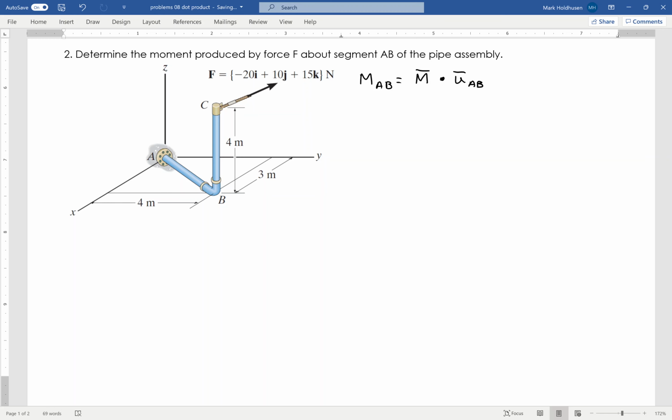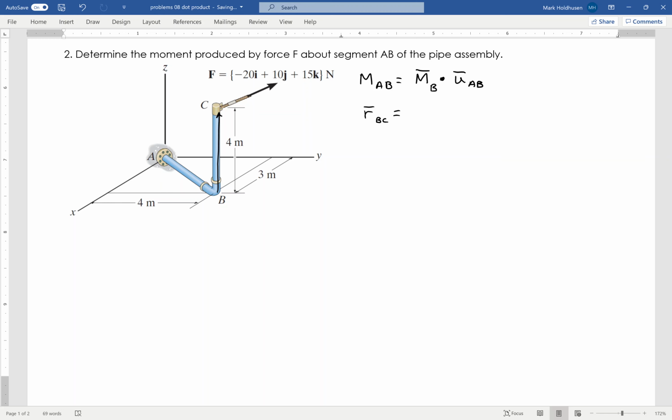Now, I can take the moment from anywhere along the axis AB, from that point to anywhere along the line of action of the force. The easiest way to do that is to take my R vector from B to C as shown here. So I'm going to take the moment about B in order to get that. So I need to find RBC.